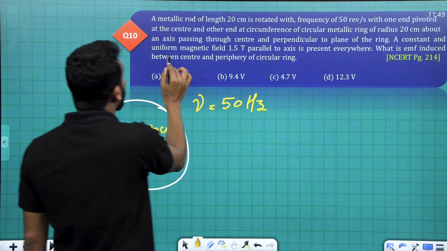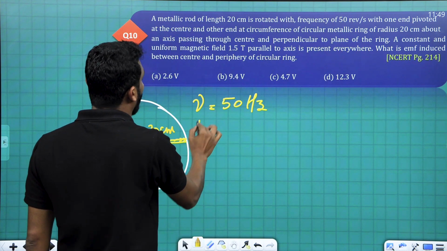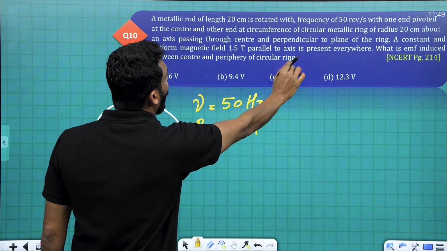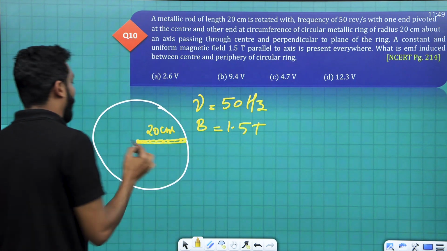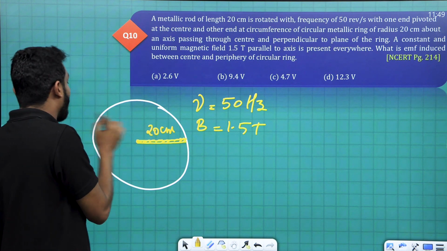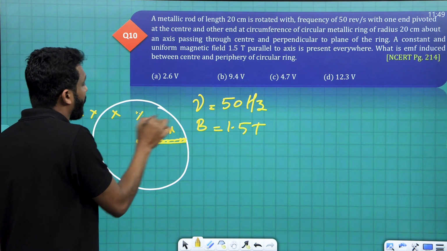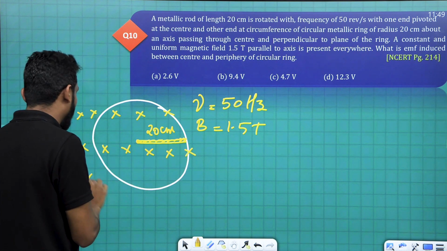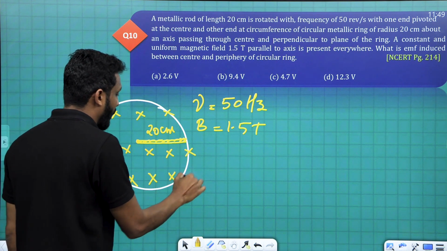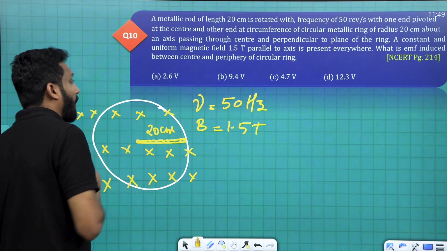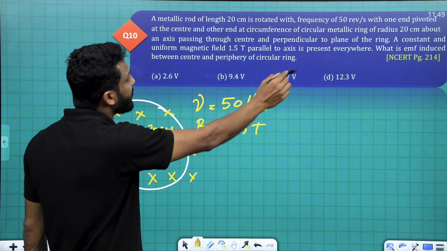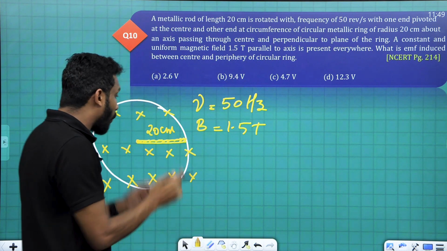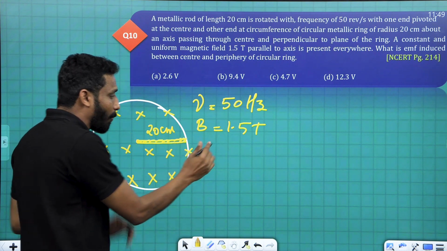A constant and uniform magnetic field of 1.5 Tesla parallel to the axis is present everywhere. Parallel to the axis, this is the axis, and parallel to the axis may be into the plane or out of the plane. In both situations, it's okay. Parallel to the axis. Now I'm drawing into the plane. Good. What is the EMF induced between center and periphery of the circular ring? What is the EMF induced between these 2 points?